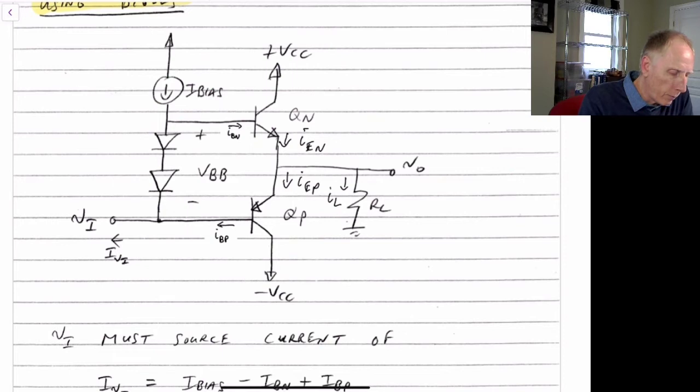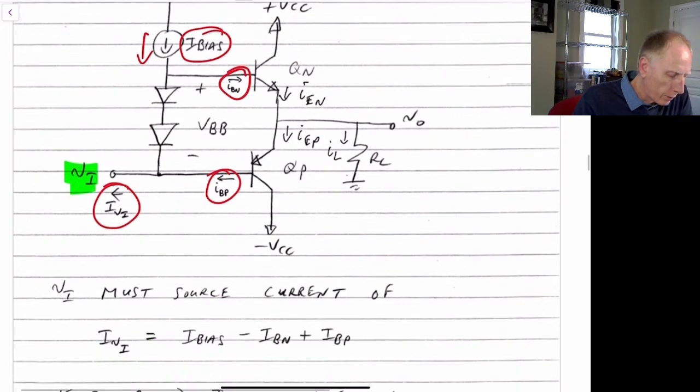And so what we notice then is V sub I has to supply potentially some current. There'll be some current I sub bias going down through here, so some current is going to be flowing down through here depending upon what I sub BN is and I sub BP is. So we first noticed that V sub I has to source a current.